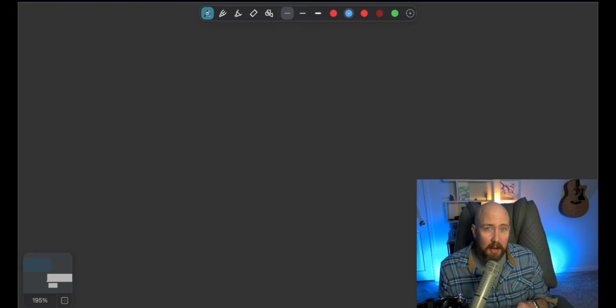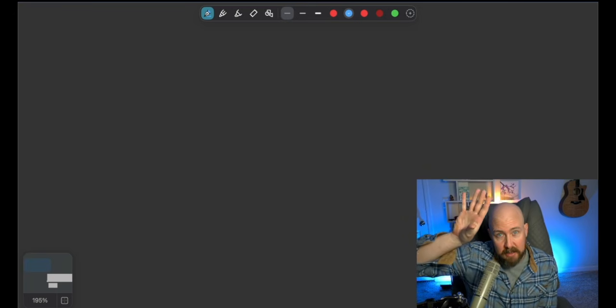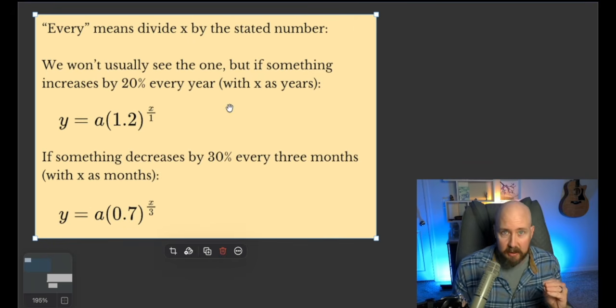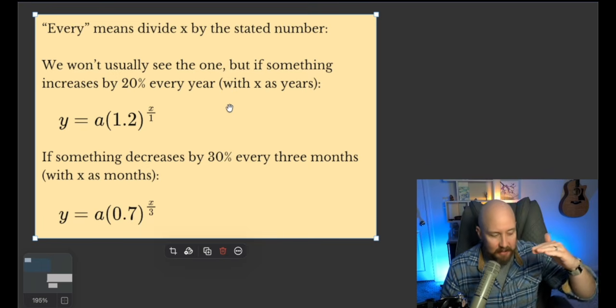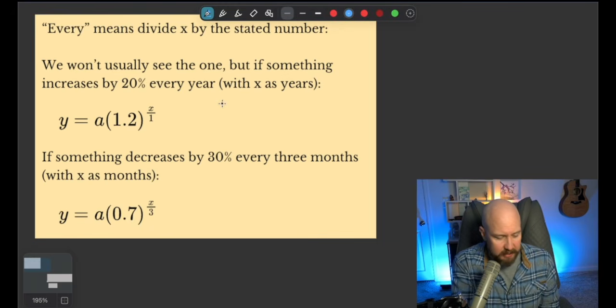Now, beyond this, we also have to consider slightly more complicated equations where we have division in the exponent. And basically, we want to follow these rules. When we see the word every, it means we should be dividing by the stated number. So, for example, even though we're not actually going to see the 1, if we said that something was increasing by 20% every year, we would normally just have to the x, but you could think of it as x divided by 1, right? x every divided by 1 year. So that's one way of thinking about this.